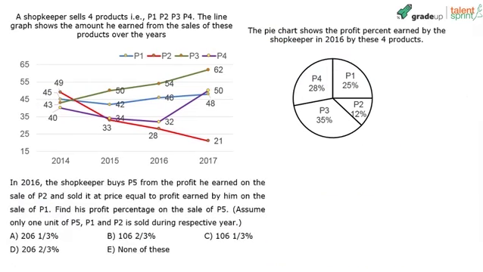Here it is talking about 2016. He says in 2016, the shopkeeper buys a new product 5, from the profit he earned on sale of product 2, and sold it at a price equal to the profit earned by him on sale of product 1. Find his profit percentage on the sale of product 5. Assuming only 1 unit of product 5, 1 unit of product 1 and 1 unit of product 2 is sold during the respective year.